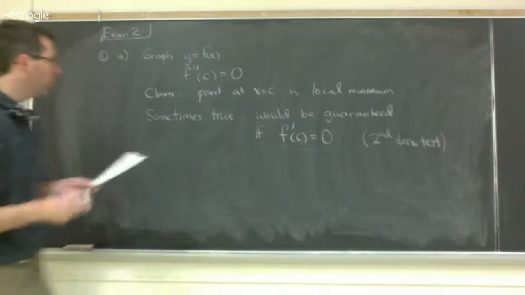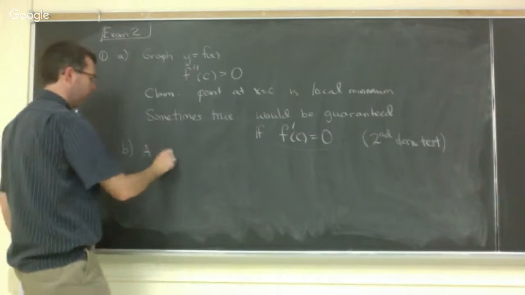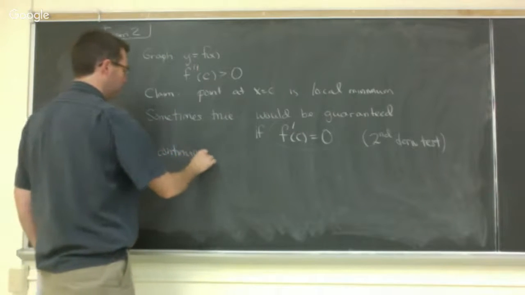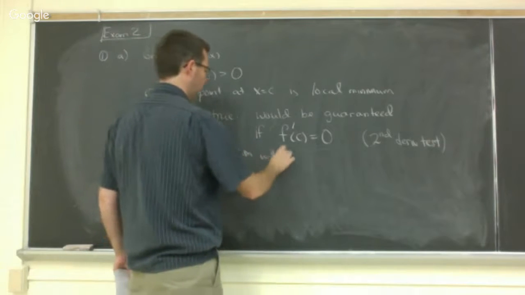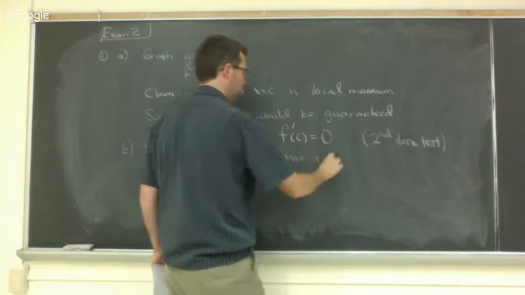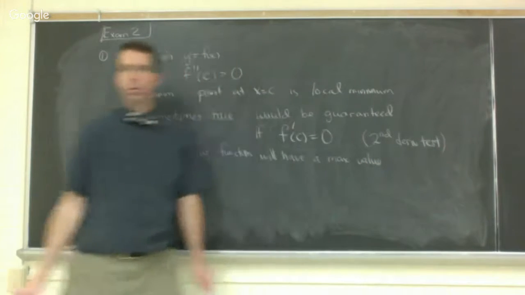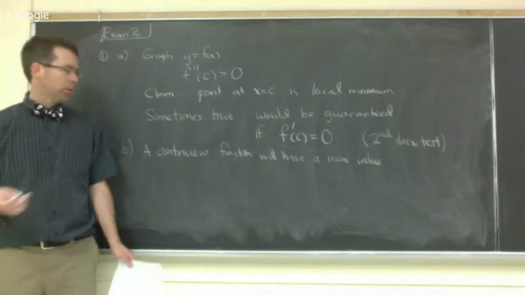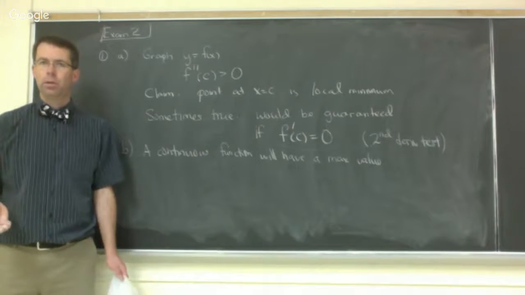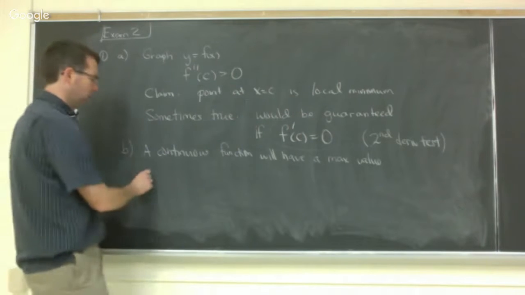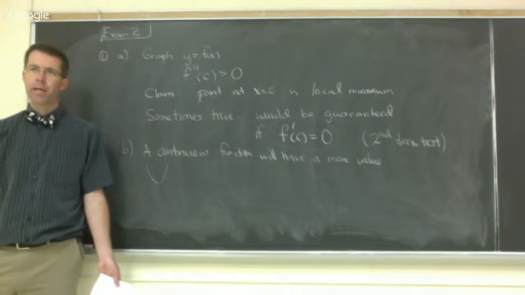Okay, the second question, part B, says a continuous function will have a maximum value. Okay. So is that always true? No, it's not always true because, like, a parabola goes forever up. It doesn't have a maximum value.